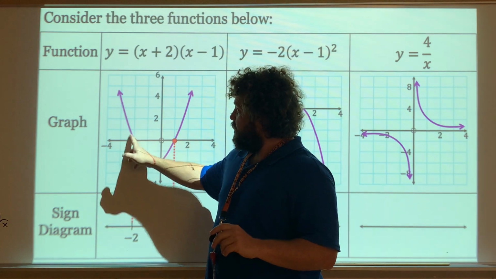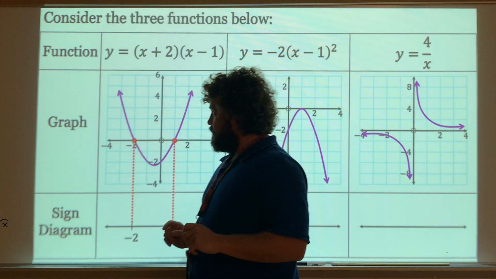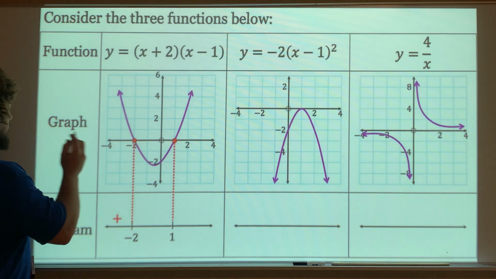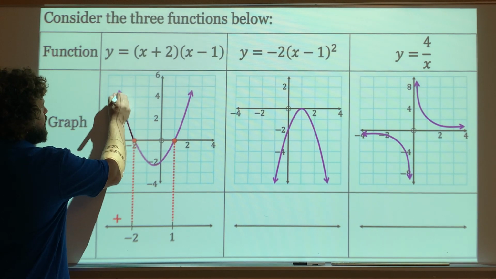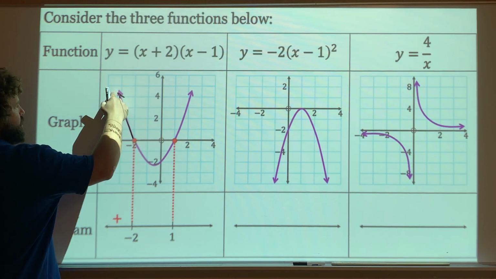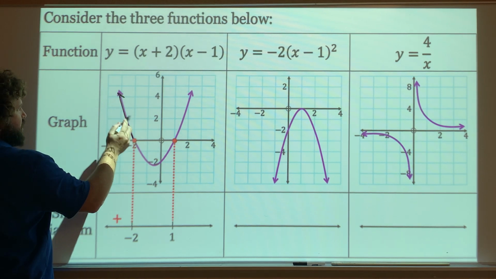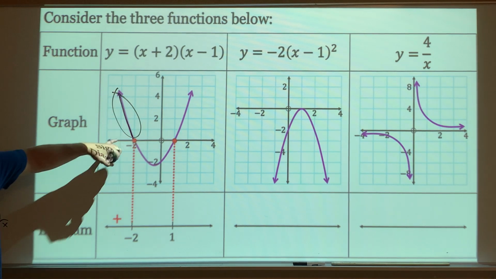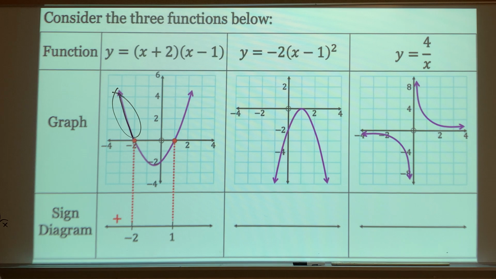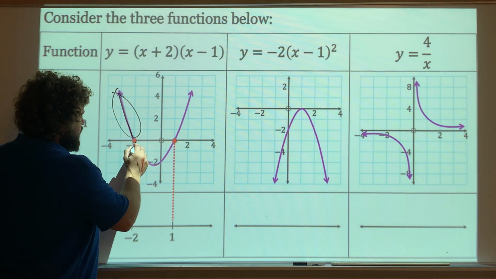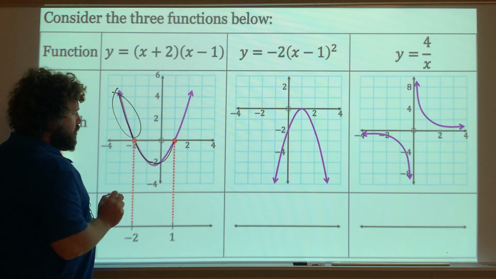So right here, notice this graph is above the line, right? So you'll put a positive, because this section right here is 0.1, 1, 2, 3, 4, all these values right here are above the x-axis. Now, between negative 2 and 1, these values right here, they are all what?